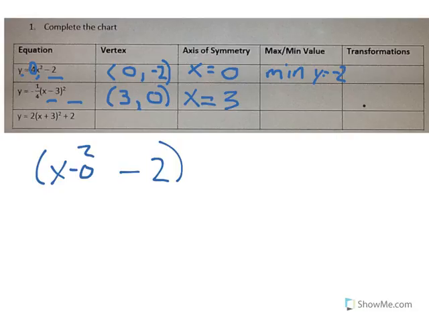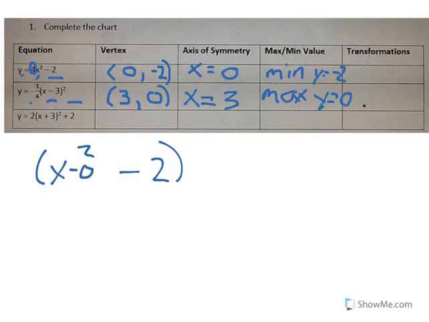We see there's a negative sign in front of the equation, so it's going to be an upside down parabola, so it's going to be a max value, max at y equals 0. That's going to be the top of our parabola.